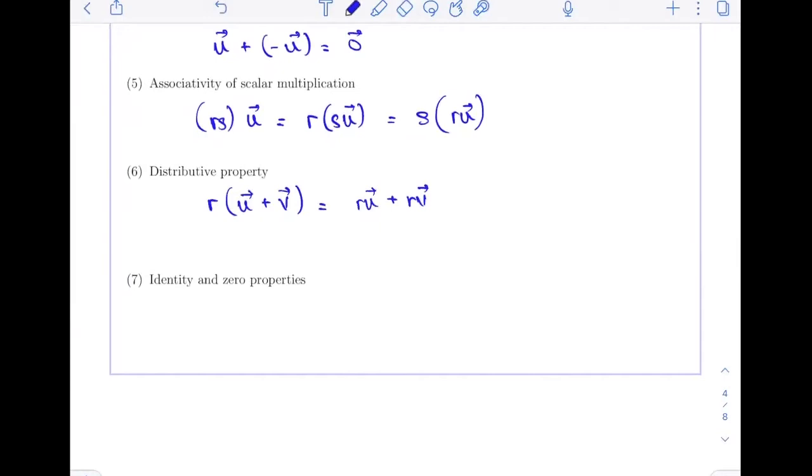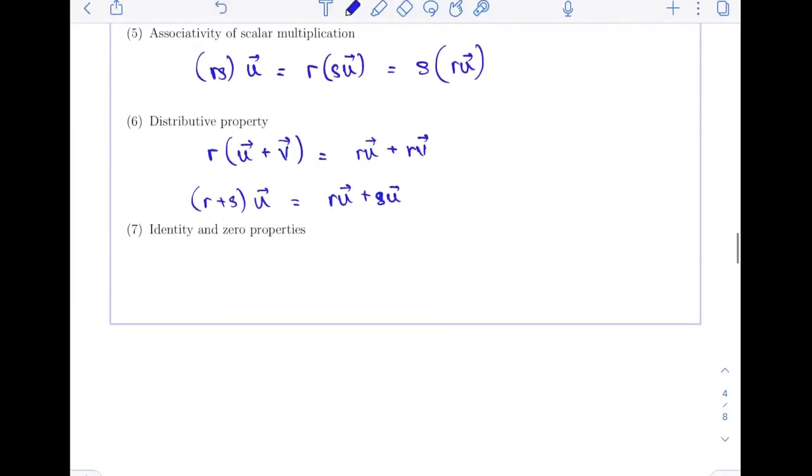For the distributive property, you have another formula here. You have r plus s times u. This is equivalent to r times u plus s times u. And number 7 is the identity and zero property. So if you have 1 times u, you get back u. And if you multiply the vector u with just 0, you obtain a 0 vector.